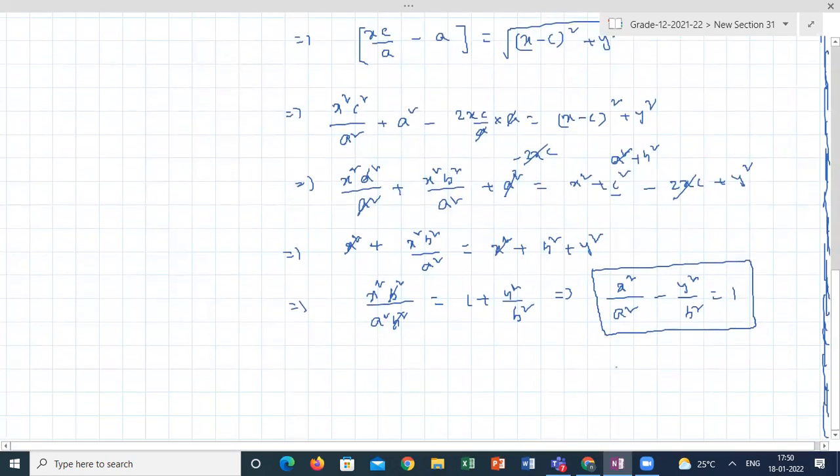Sir. Yes. Sir, after cancelling a square and minus 2xc, like before taking LCM. Which step? I will mark the step. This one? This one?